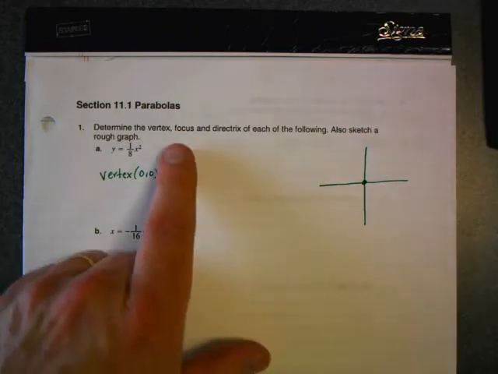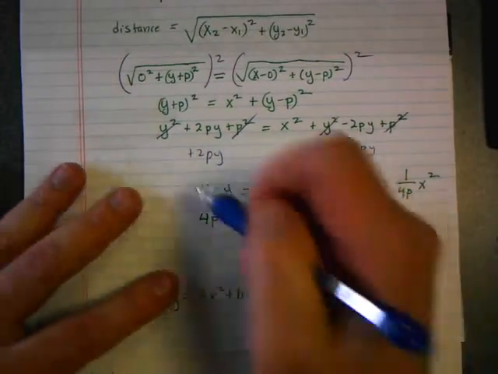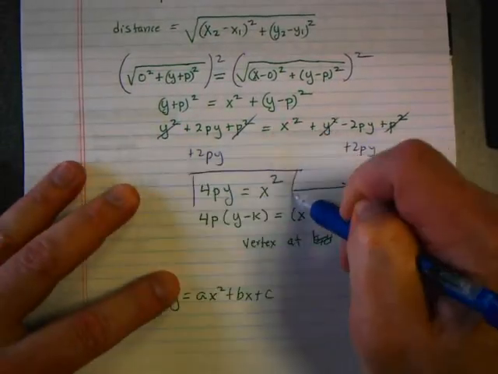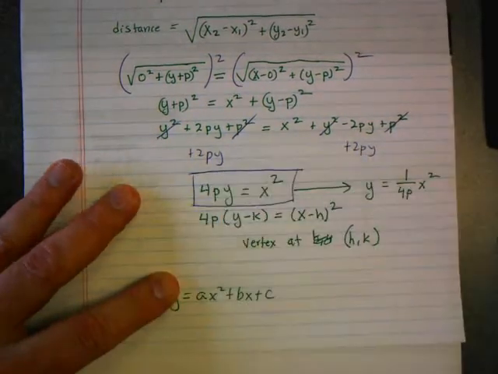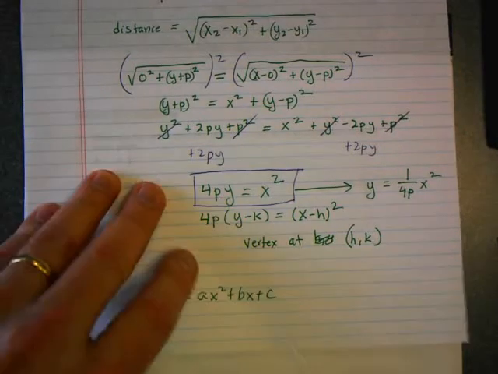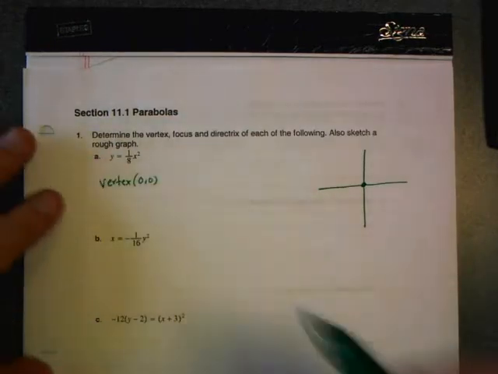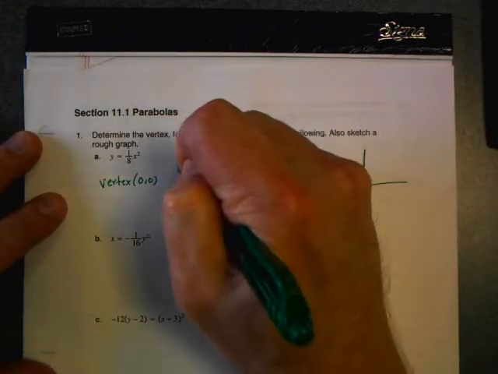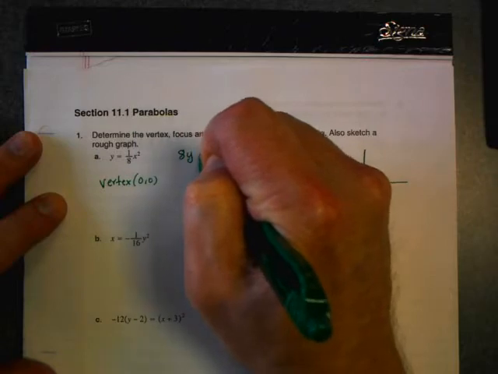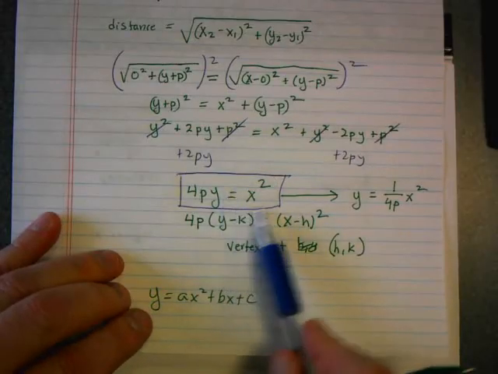Now, in order to find the focus and the directrix, I need to write my equation this way, because I need to know the p number. Find the focus and the directrix. So I think what I want to do is first take this equation and multiply both sides by 8. So I would write it as 8y equals x squared. I want the x squared all by itself, like so.